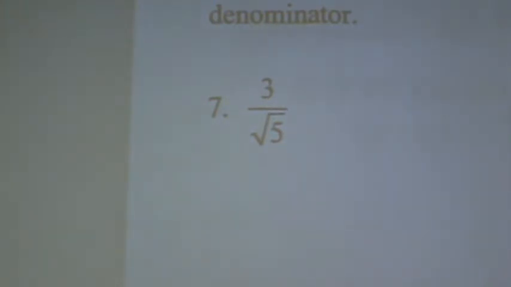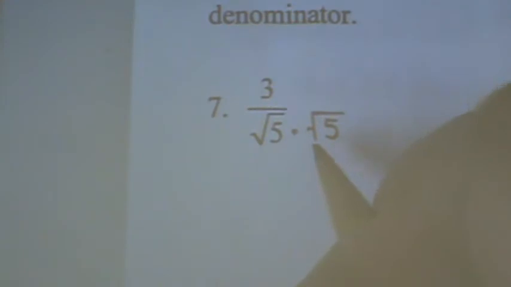We've got 3 over the square root of 5. Remember, you don't want any radical in the bottom. You can have a radical in the top, you just can't have a radical in the bottom. So, what would we need to get rid of the radical in the bottom? Root 5. We need to put a square root down here.